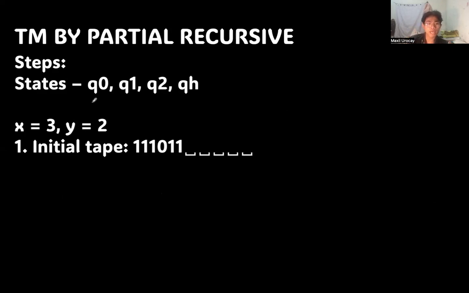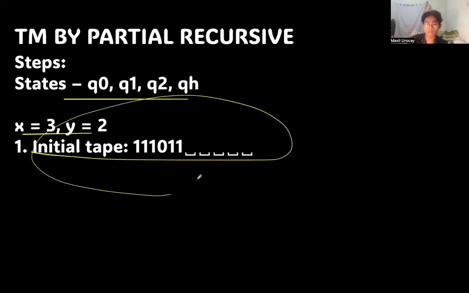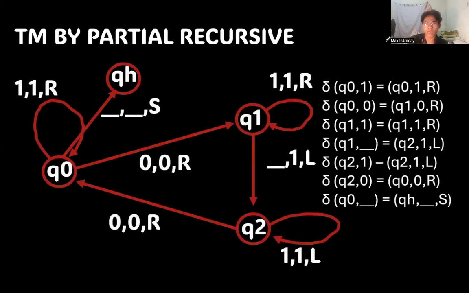So the steps right now: we have the states Q0, Q1, Q2, and QH, and we'll see the graph later on. With x equal to 3 and y equal to 2, our initial tape will be 1 1 1 0 1 1, then blank spaces. Suppose that we are in Q0.